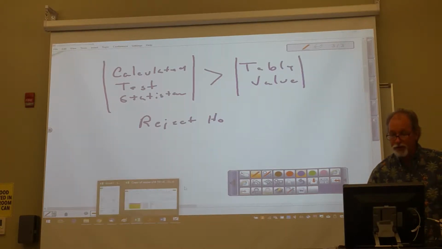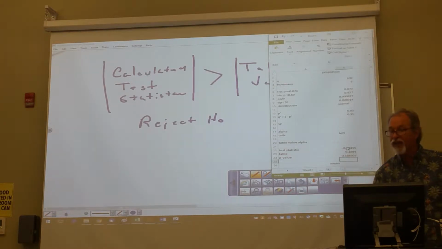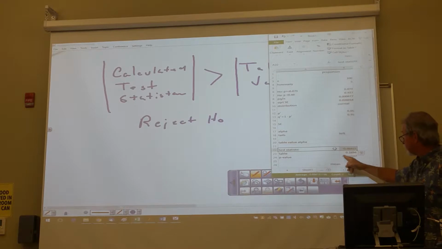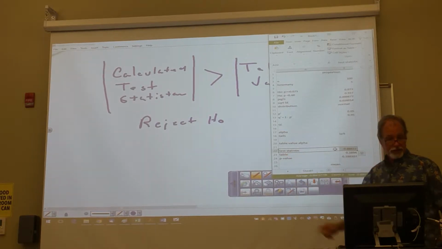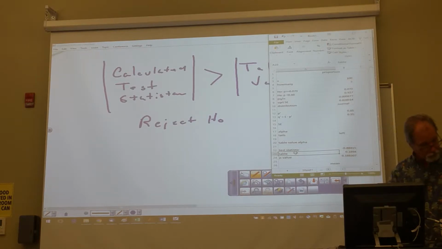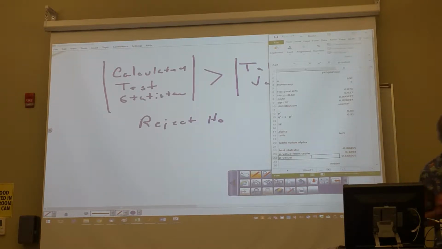Well, if I go back here, I have a calculated test statistic. So if I want to compare that, I have to compare it to a table value. Why isn't there anything in there? Okay. This is the wrong label. This is p-value from the table. And this is p-value from Excel.